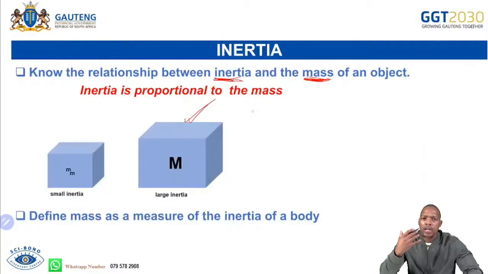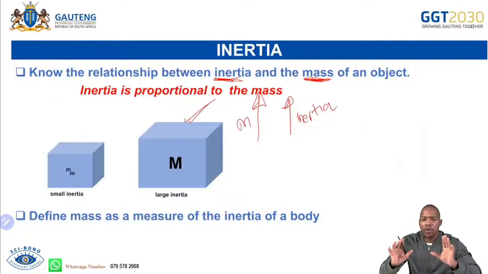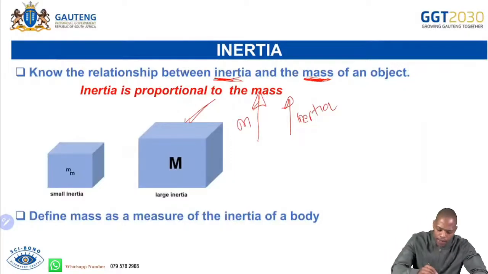Remember, inertia is the property of a body to resist any change to its state of motion or rest. So when something has a greater mass, it's going to resist change more. It will be difficult for you to push that wardrobe out of the way because of its mass. It has a greater mass. So if the mass is more, the inertia is also going to be more. So we are going to have high inertia because of high mass. But if the mass is less, like in this case, you have less mass here, you are also going to experience less inertia.